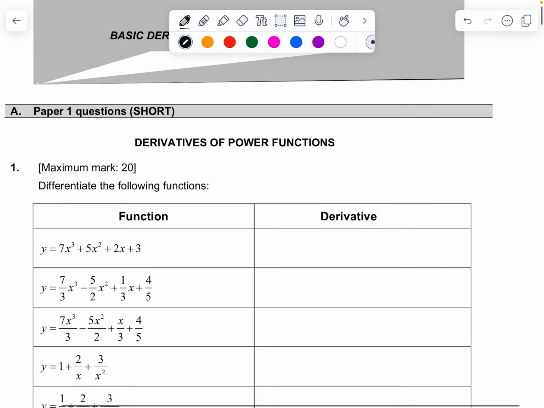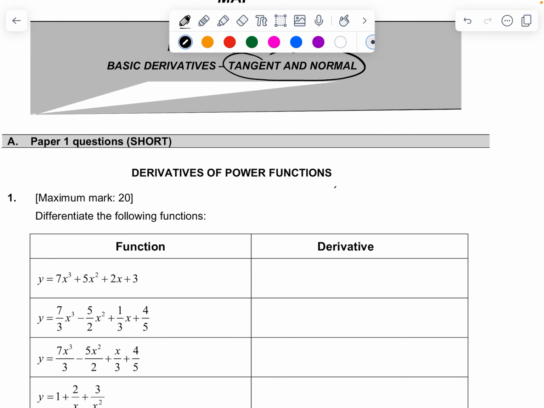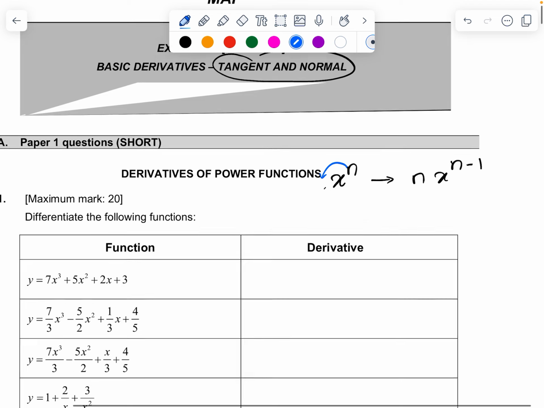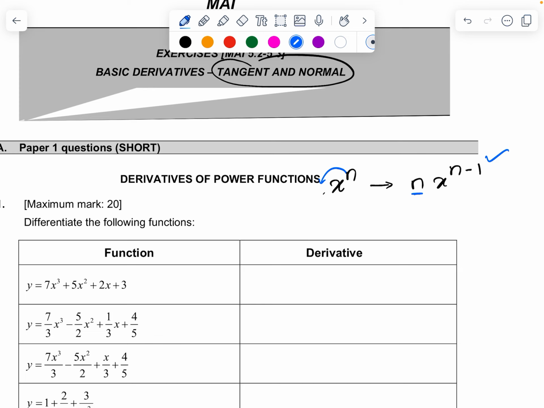Now for the derivatives, the basic formula: x to the power of n, the derivative is n times x to the power of n minus 1. So the power comes to the front, and the power becomes n minus 1. That's going to be the basic formula. Bring the power n to the front and reduce the power by 1.